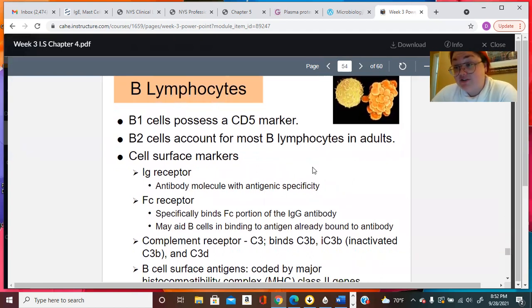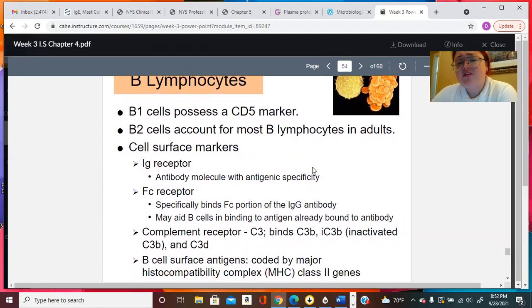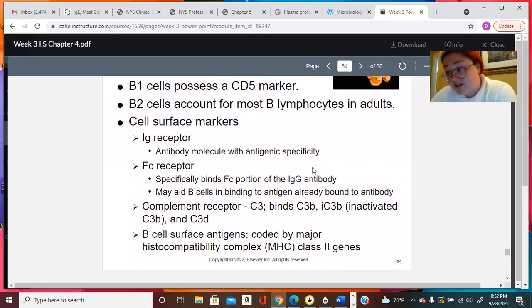We have certain cell surface markers for B cells, just like we do for T cells and for every other type of cell in your body. You're going to have an Ig receptor that's going to bind to antigen. You're going to have the Fc receptor, sometimes called FcR. That's going to specifically bind to the Fc portion of your antibody. Which type of antibody? Usually it's going to be IgG.